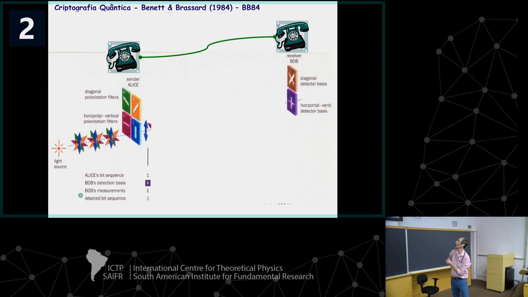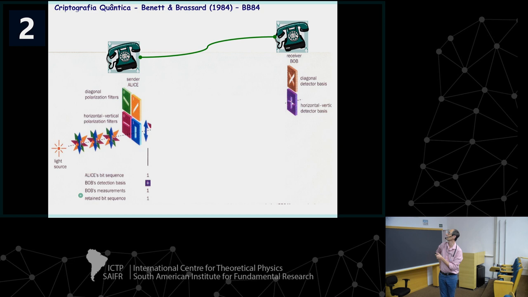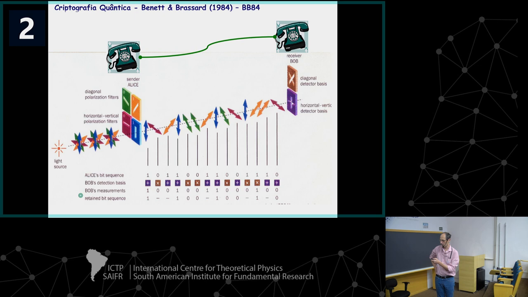So you shift randomly here between these four configurations, and Bob will shift randomly between these two possibilities of measurement. And then you'll be sending photon by photon and building up a table. What comes now? Alice knows the sequence of bits she's sending, prepared in different polarization states. Bob knows the bits he measured and knows the basis where he measured it.